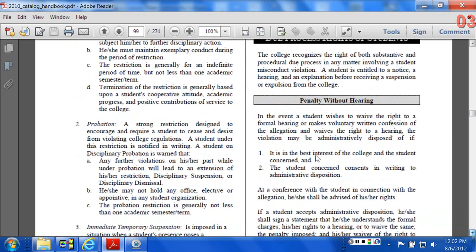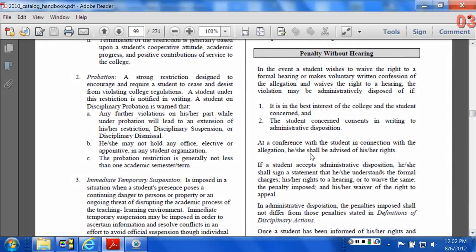But in many cases, we find that students don't wish to go through the process of an investigation and meeting with a committee to defend the charges when they very well know that it is likely true. But in any event that a student wishes to waive the right to a formal hearing or make a voluntary written confession of the allegations and waives the right to a hearing, the violation may be administratively disposed of if two conditions are met. Number one, it is in the best interest of the college and the student concerned. And number two, the student concerned consents in writing to administrative disposition, that is, to have this case handled administratively without a committee.